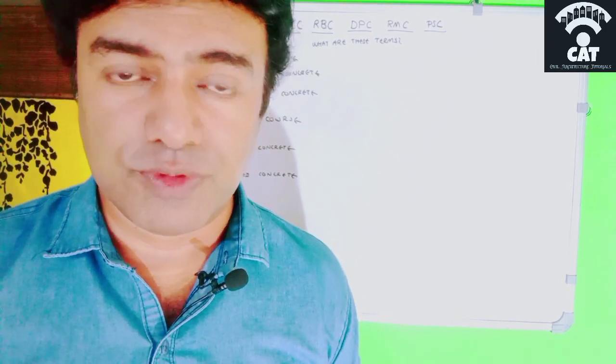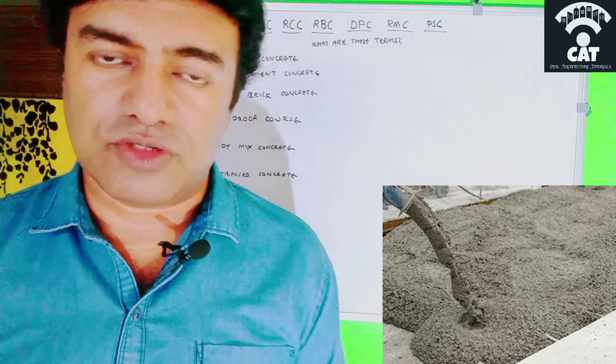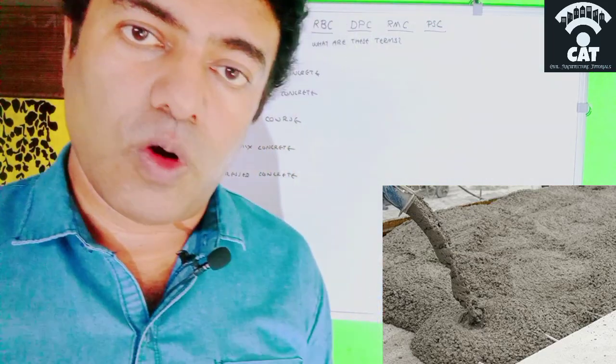Today we discuss the full form of 6 terms which are usually used in the construction industry. So the first term is PCC, which is very familiar to us, that is plain cement concrete or PCC. PCC is a concrete which we use to put in all kinds of buildings before we put steel into it, because steel we discovered later.